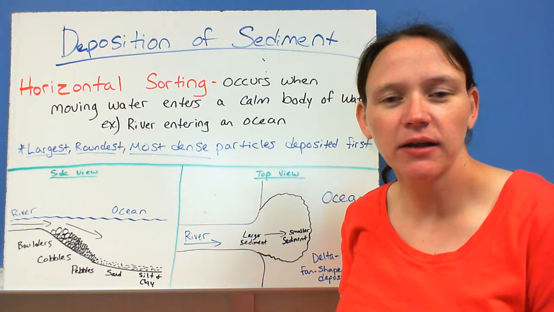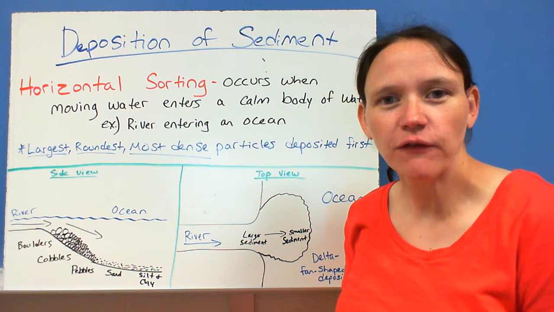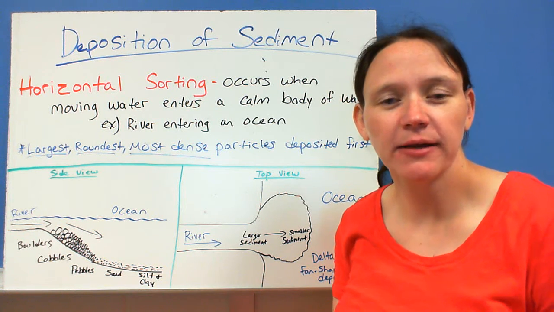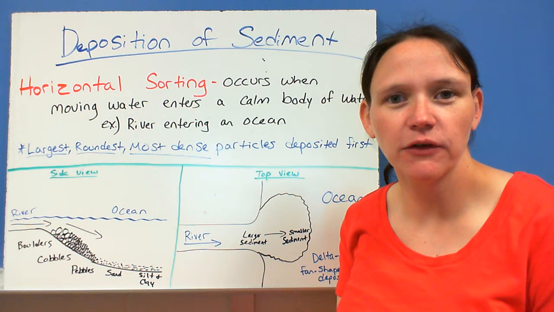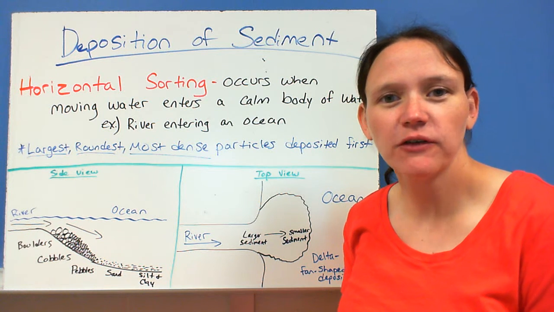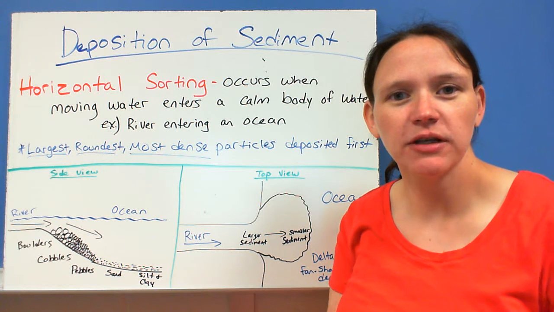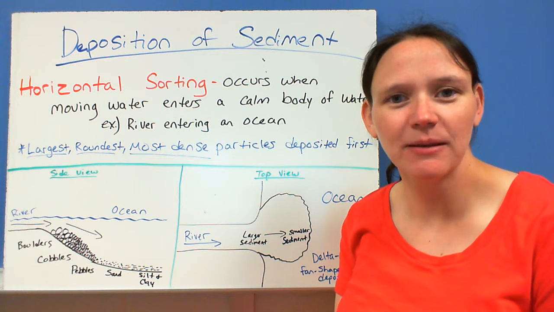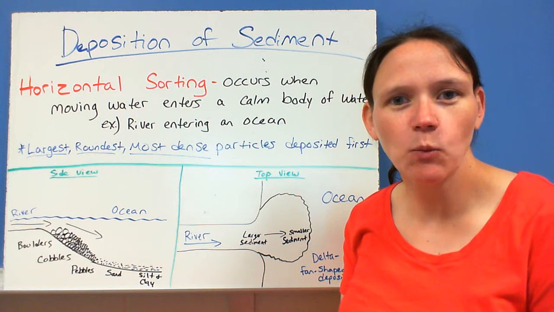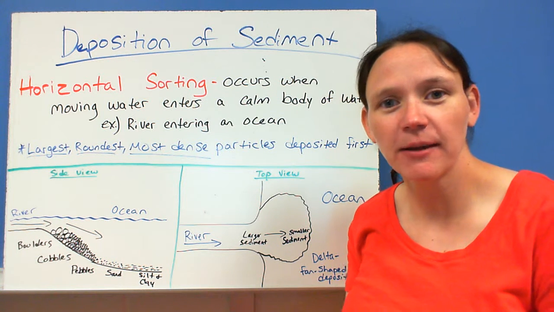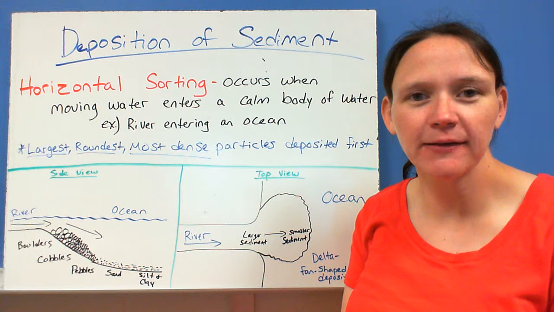Today we're going to be talking about deposition. So far we've talked about weathering, breaking down the rocks into different smaller sized particles, and we've also talked about the different agents of erosion and how the erosion can move and transport the sediment. But today we're going to focus on what happens after erosion stops and that sediment is deposited.